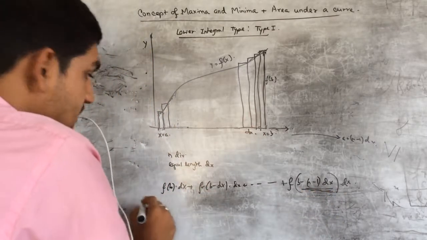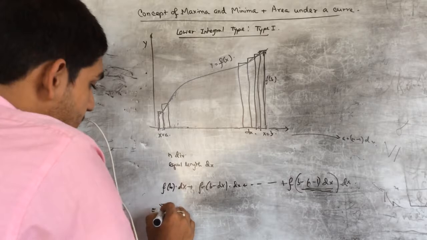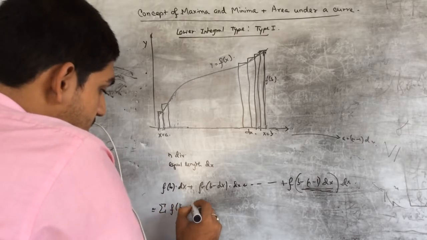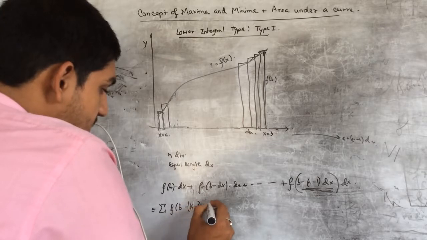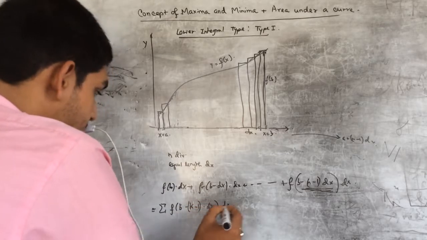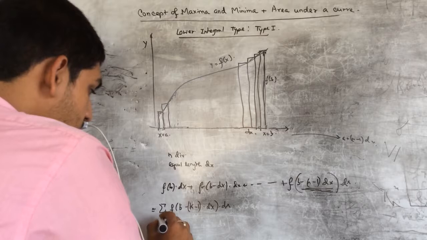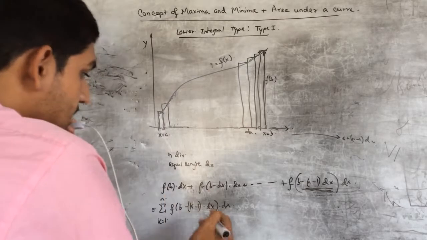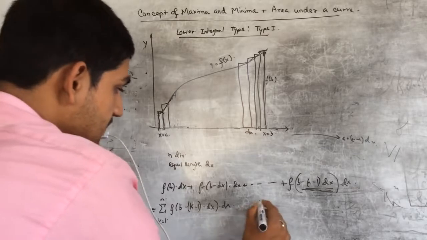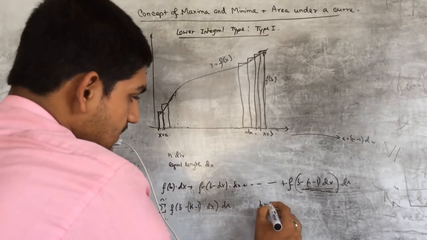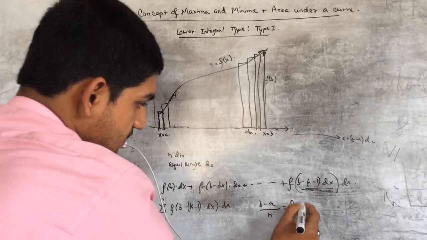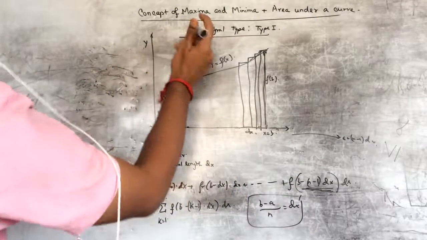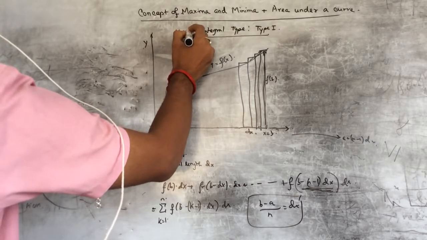So you can see, if we sum them up, summation of f of b minus (k minus 1) dx into dx, k goes from 1 to n, where (b minus a) by n equals dx. This holds for the upper and also the lower. So we are doing the upper integral type.